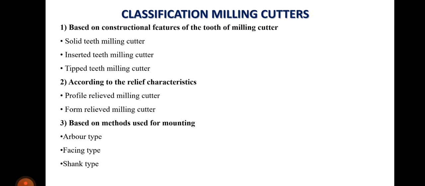Classification of milling cutters. On the basis of features of tooth of milling cutter, they are classified as solid teeth milling cutter, inserted teeth milling cutter, and tip teeth milling cutter. According to relief characteristics, these are classified as profile relief milling cutter and form relief milling cutter. Based on the method used for mounting, these are classified as arbor type, facing type, and shank type of milling cutter.